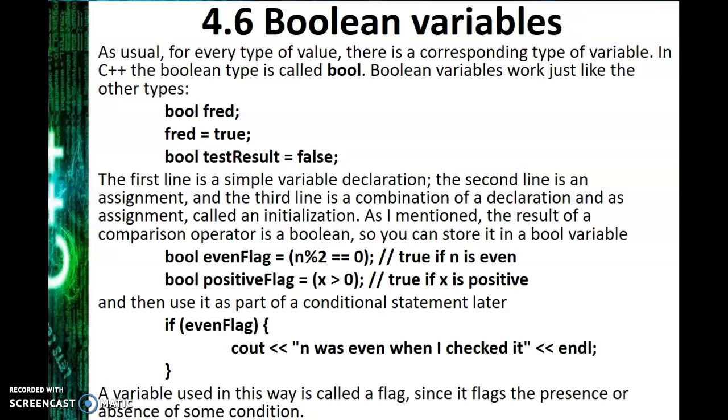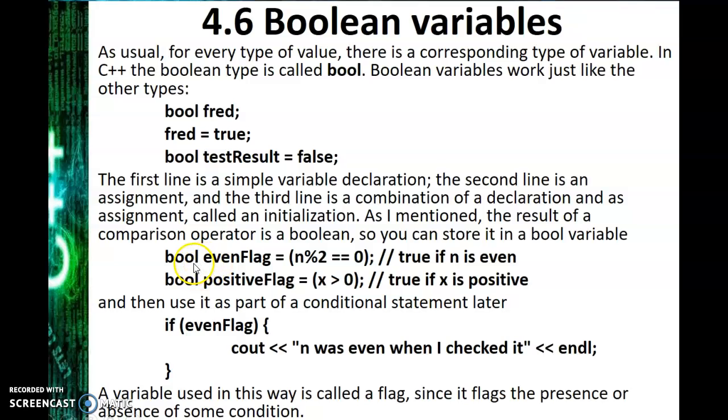So let's look at Boolean variables. Here I have bool Fred. So Fred can either hold true or false. And notice right on the next line we go Fred equals true. Here we go, bool test result equals false. So not only did we declare test result as bool, we also assigned it a value. We initialized it to false from the very beginning.